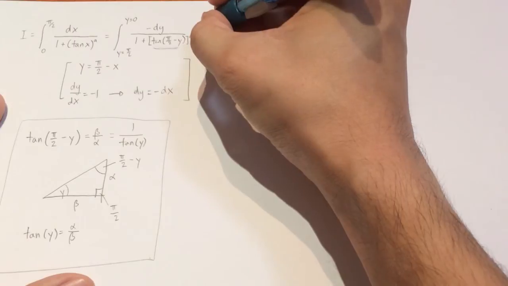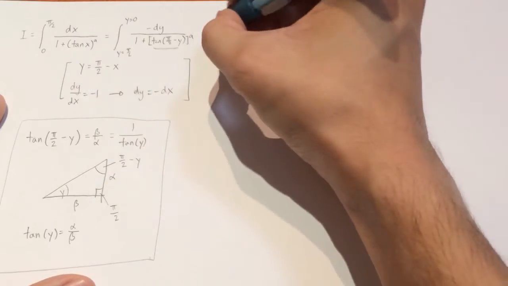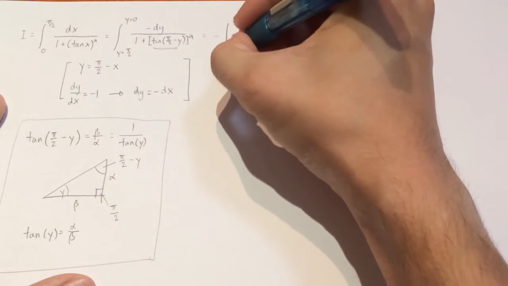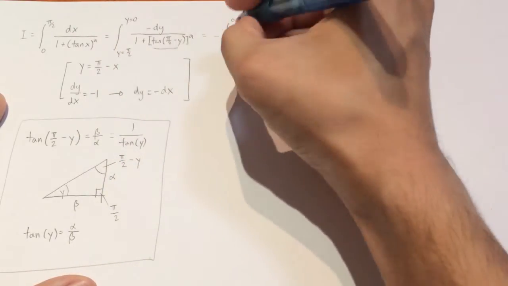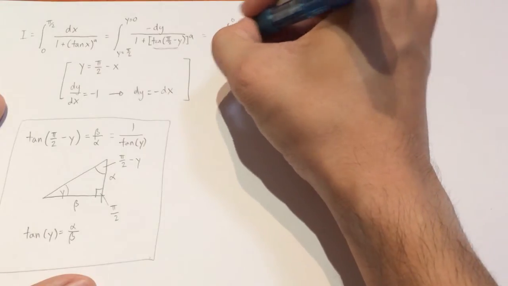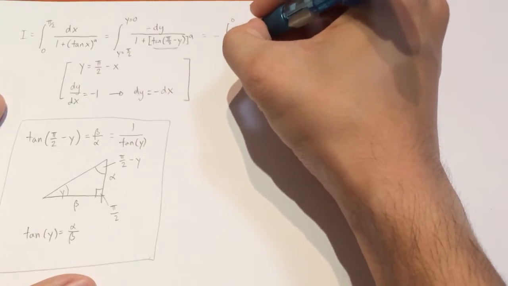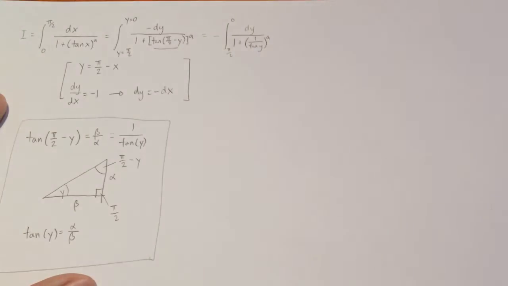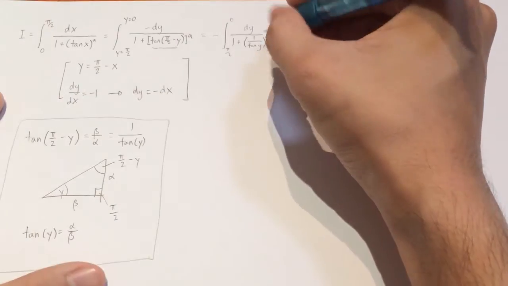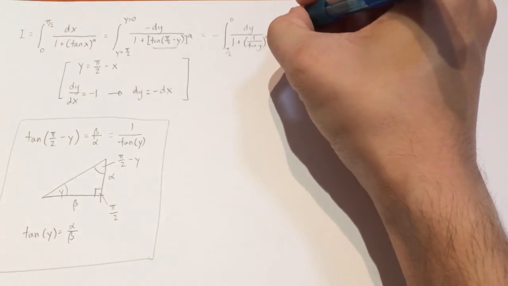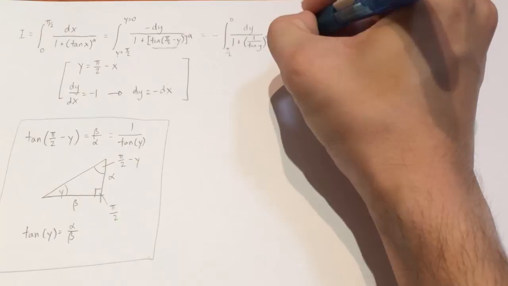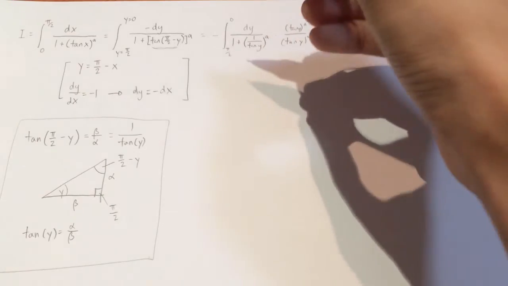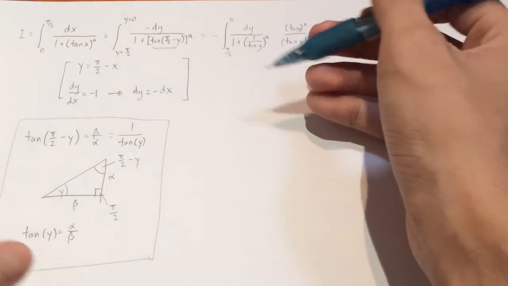So this integral will now equal, I'll take this minus sign out, and I won't write that it's y anymore, because hopefully we figure that out. So we'll go from pi over 2 to 0 of dy divided by 1 plus (1 over tan y) to the power of a. What we can do now is multiply top and bottom by tan y to the power of a. Sorry, this is just so that we can simplify the fraction that we have here.